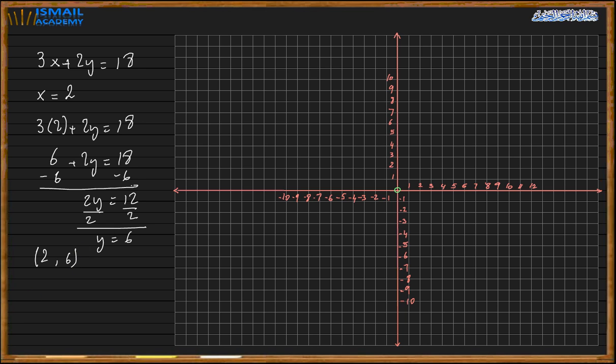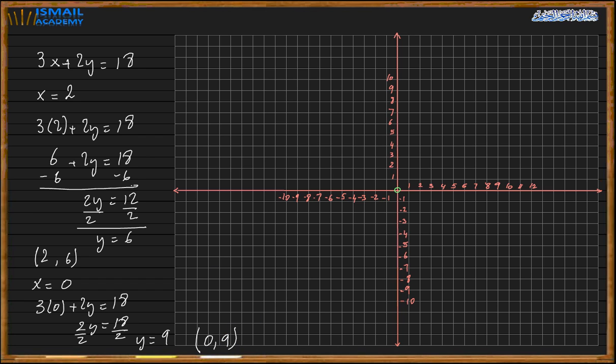Now I want to pick another point for x. I'll pick 0. I can pick 0, it's just a number. So I substitute 0 there, so I get 3 times 0 plus 2y equals 18. This is just 0. So 2y equals 18, divided by 2 both sides. So I get y equals 9. So my second point will be (0, 9).